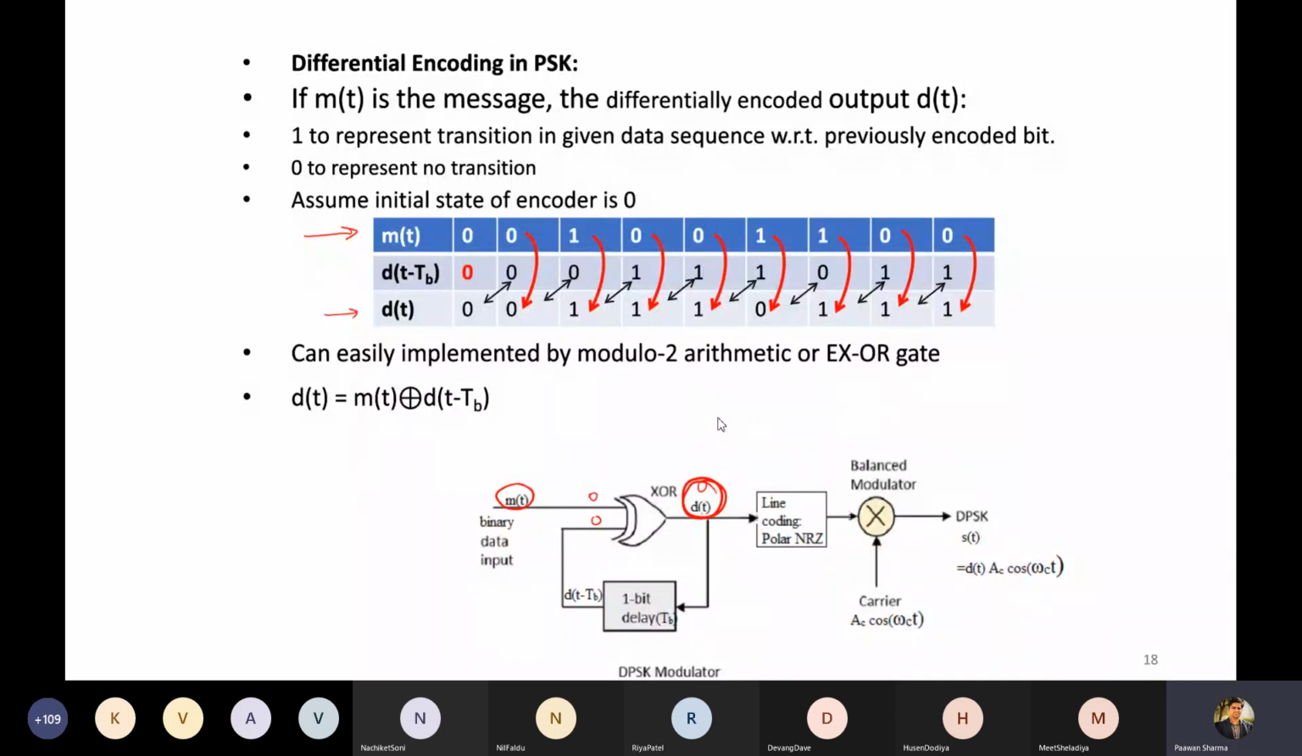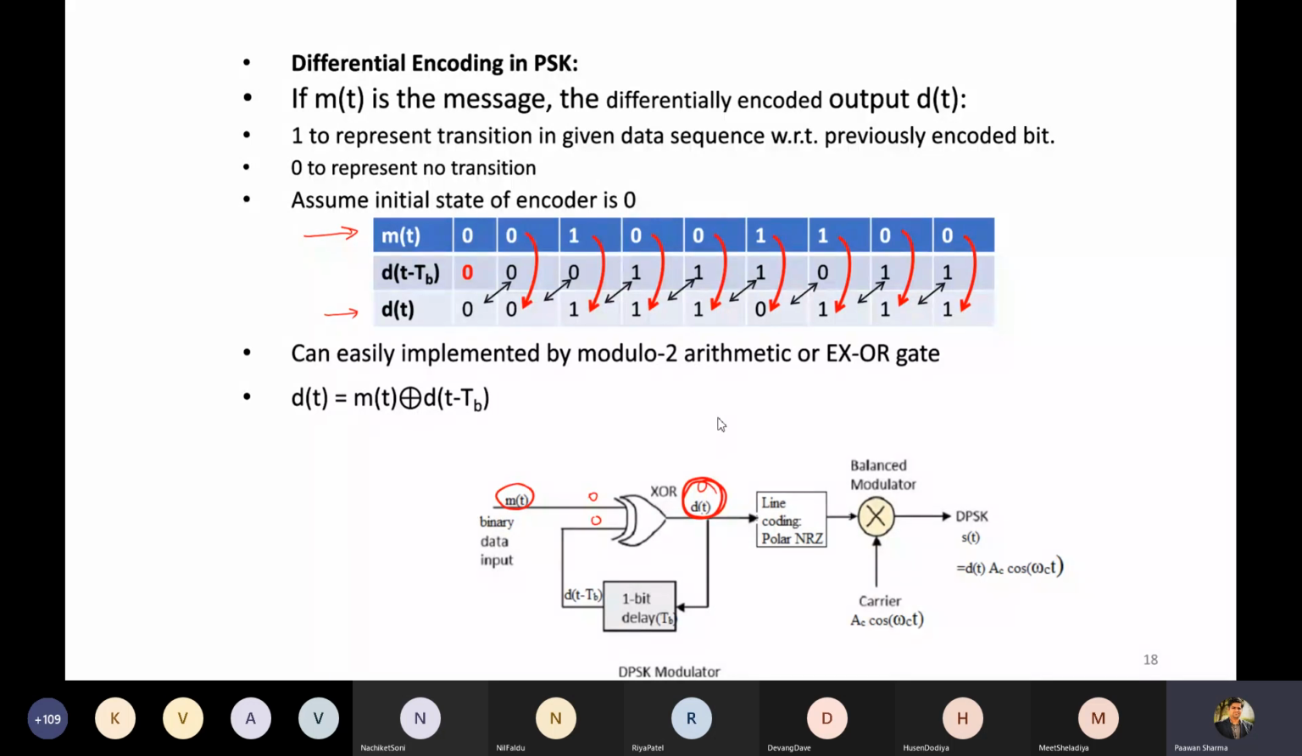dt से पहले क्या था? dt minus tb. और हमको क्या मिला इनपुट में? 0. I will not change. My dt will be 0. Next time period, bit duration, I again got 0. So what should I do according to the definition? Please continue with whatever you had earlier. Earlier what was there? 0. So still it will be 0.